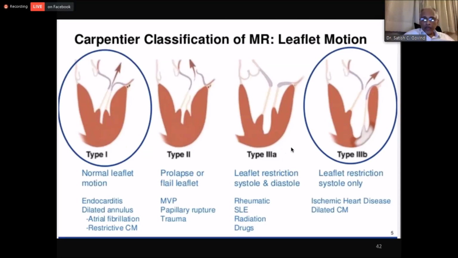And then the third one is the restricted mobility. Restricted mobility can be both in systole and diastole. And this is in rheumatic heart disease. This is where we are most familiar. And the one where systole is the cause for the restriction, this is in ischemic heart disease, the tethered PML. So this is the Carpentier classification.